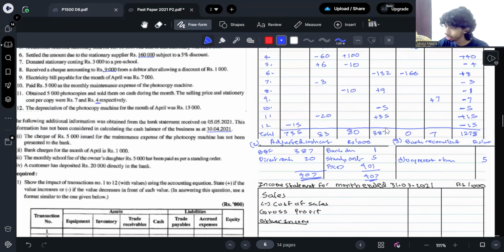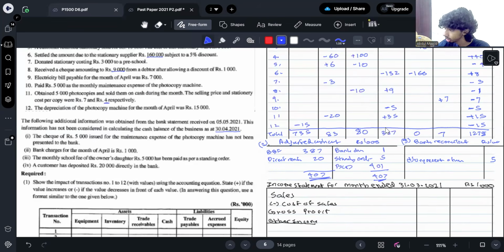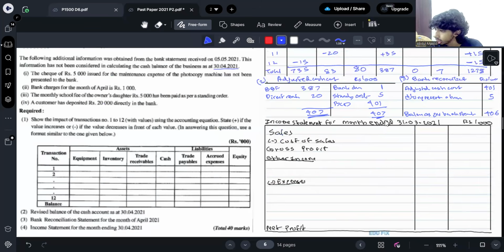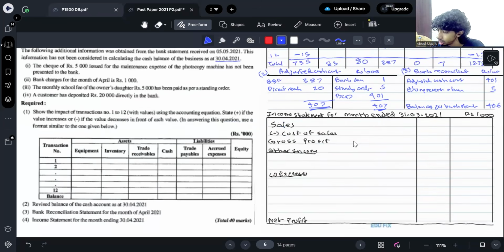So we take the adjusted cash control balance to the bank reconciliation. And then you can get the balance as per bank statement, 406. Okay, so that is done. Then moving on, income statement for the month ended.